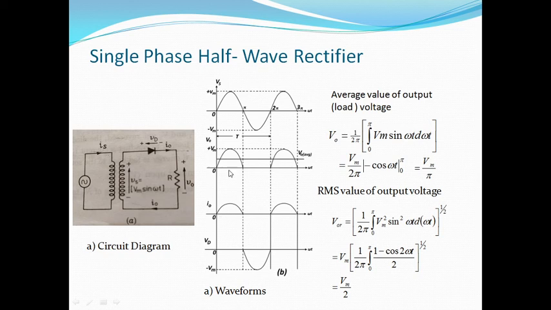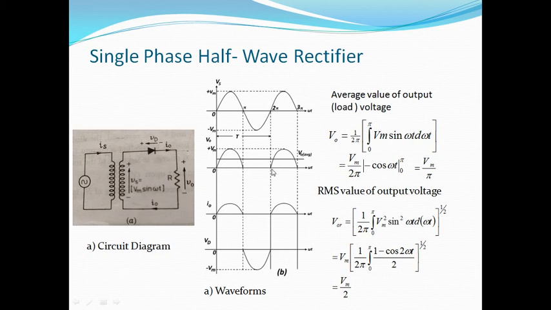I0 is equal to V0 upon R. At omega t is equal to pi, V0 has become equal to 0, and for R load, the current is also 0. As soon as Vs, that is the supply voltage, tends to become negative after omega t is equal to pi, the diode D is reverse biased. It is therefore turned off and it goes into the blocking state.